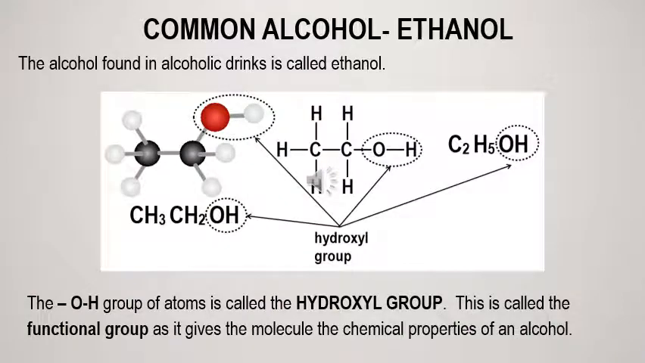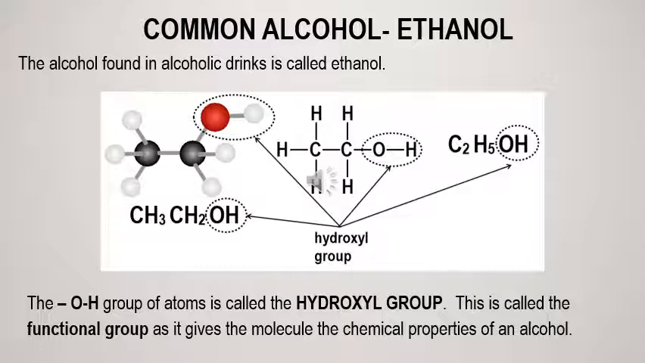The alcohol found in alcoholic drinks is called ethanol. We can also refer to this as common alcohol. It's the most common one that we come across. On this slide, you'll see different representations of the molecular structure of ethanol. On the top left, you have what we would call the ball and stick representation. This is a bit like how the molecule would look if we built it with the Molymods.